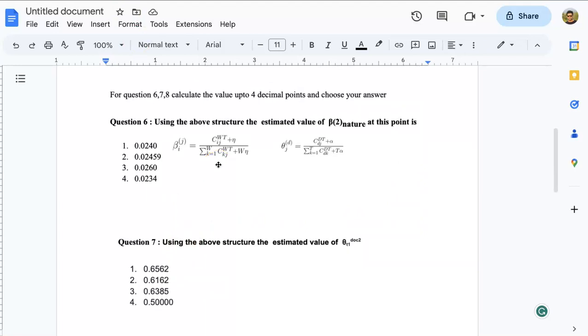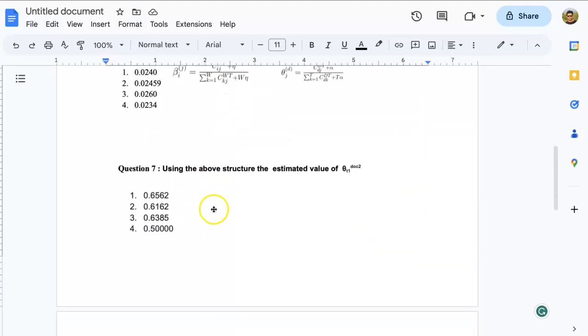Now let's move to the next question. The next question is that you want to estimate the value of theta t1 given document 2. So you need to calculate the value of theta t1 given document 2. What does this represent? It represents the probability of topic class t1 in document 2. So what is the probability of topic class t1 in document 2?